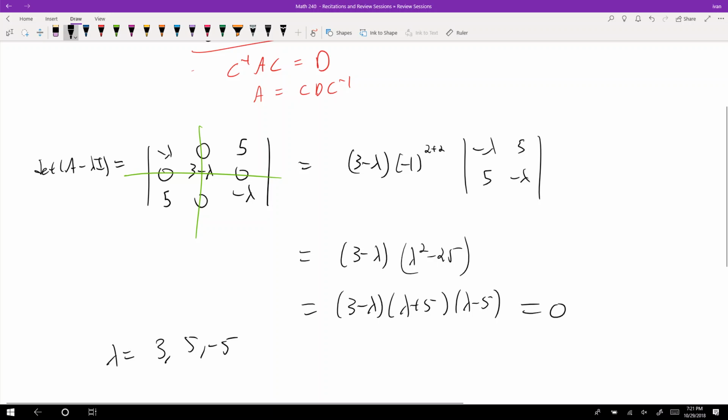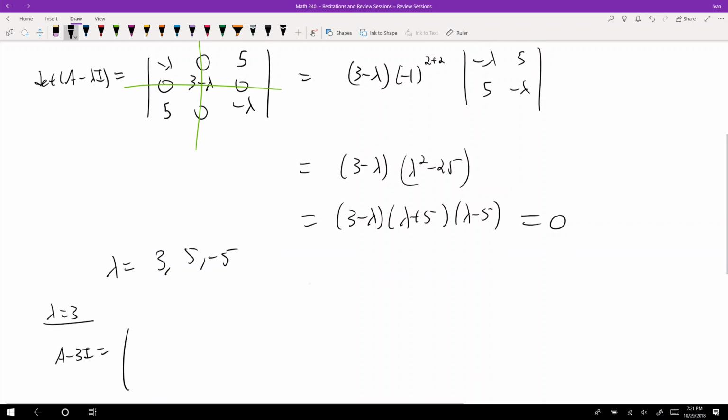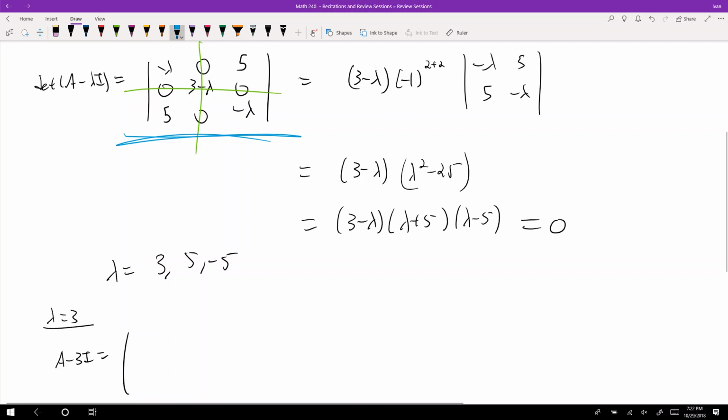Okay, the next step is to find the eigenvectors. So let's do lambda equals 3. We need A minus 3I. What is that equal to? We just look at this matrix here and subtract 3 off the diagonal, or let lambda equal 3. And so we get negative 3, 0, 5, 0, 0, 0, 5, 0, negative 3.